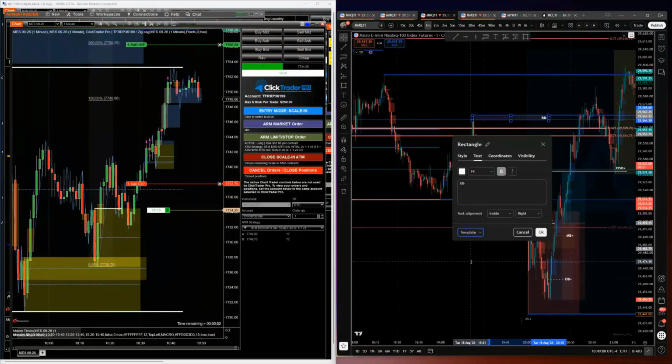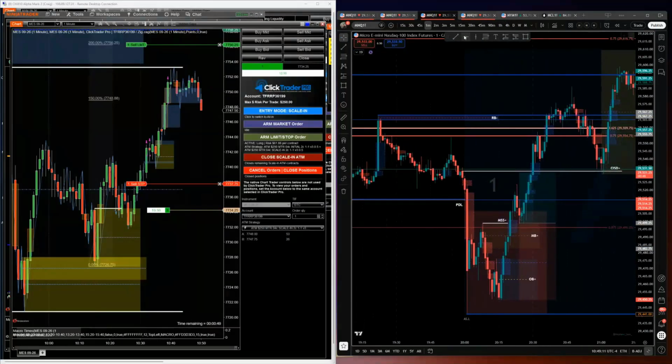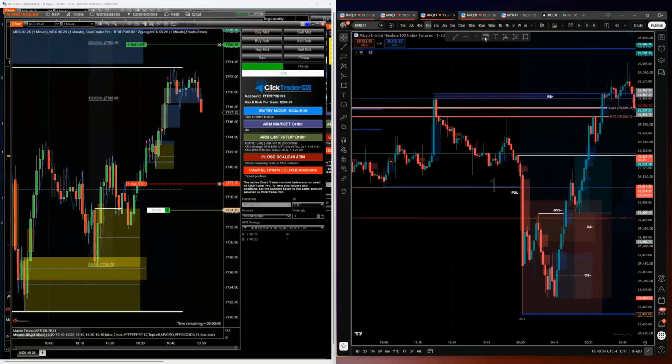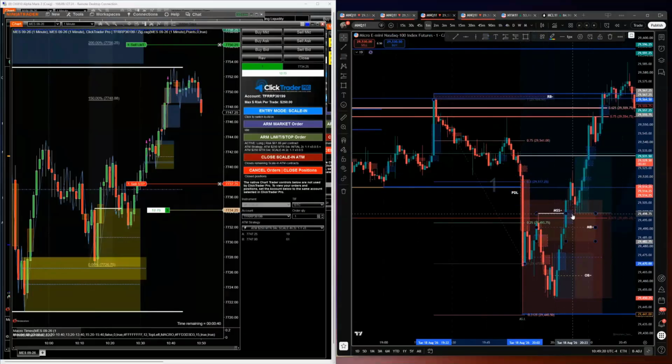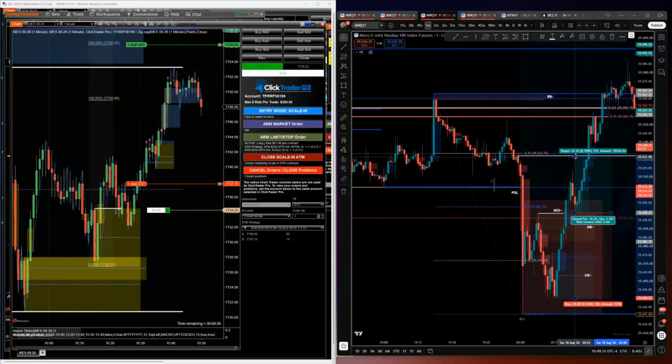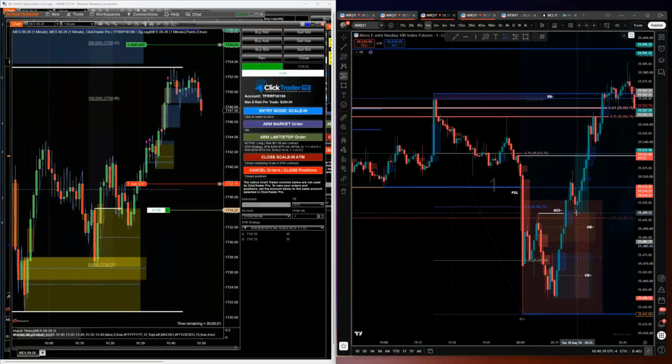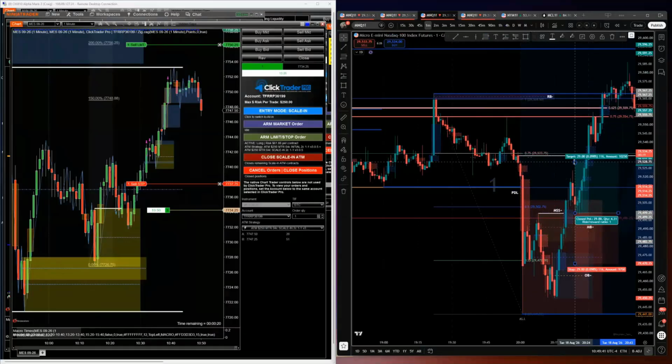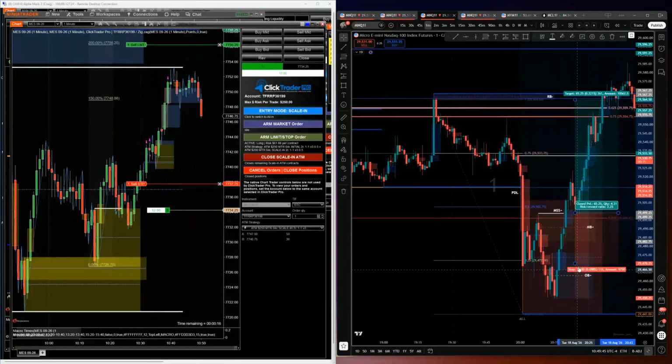Or use IPDA. 75 and 100. First target there. And then your second target would be the rejection block, discount level of the rejection block, with a stop at this low. This is a protected low. You can use that.